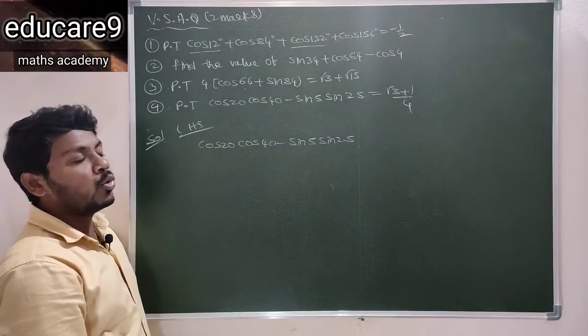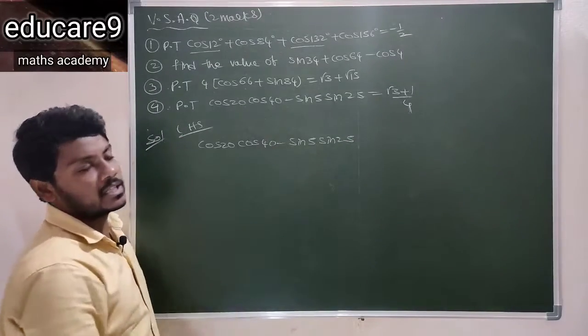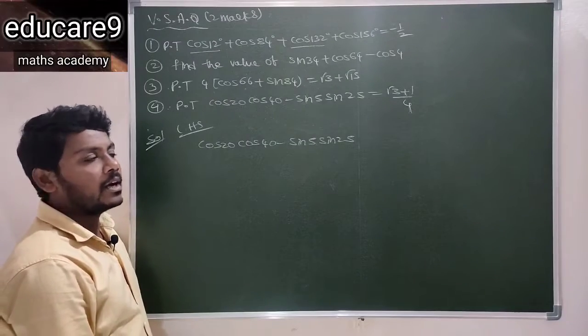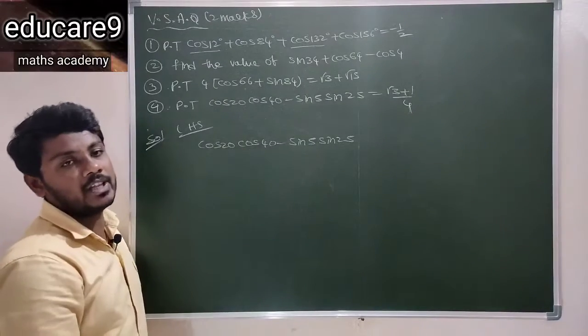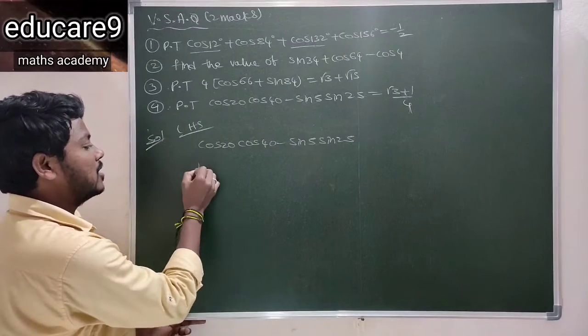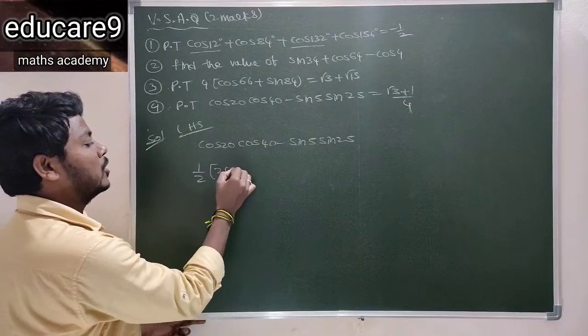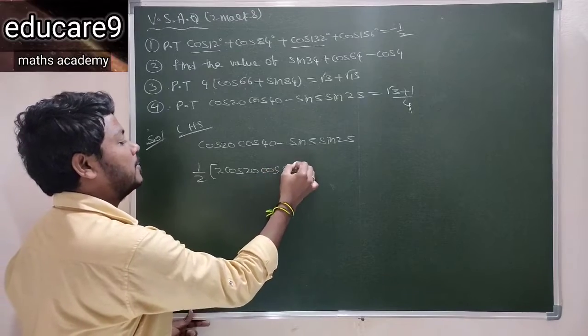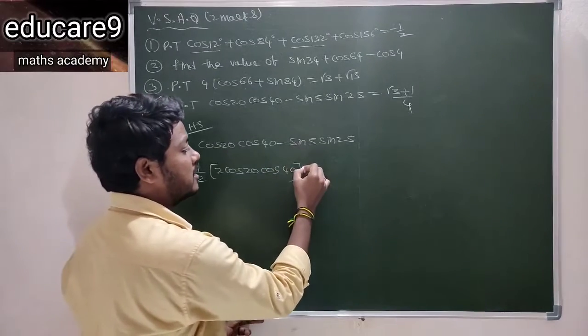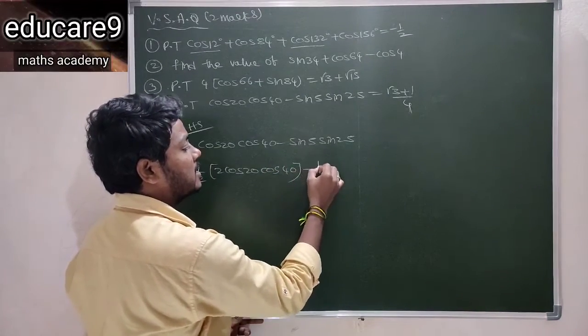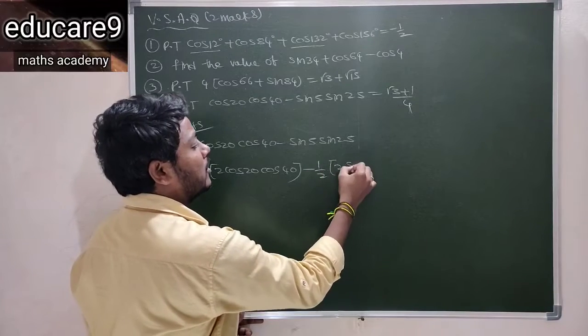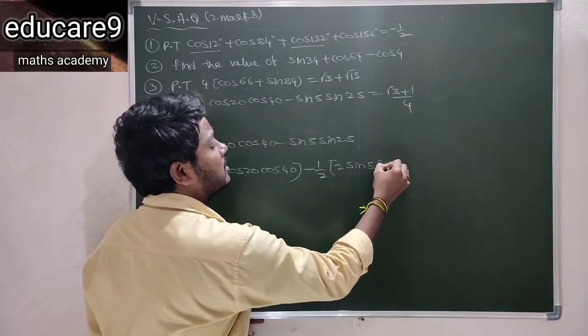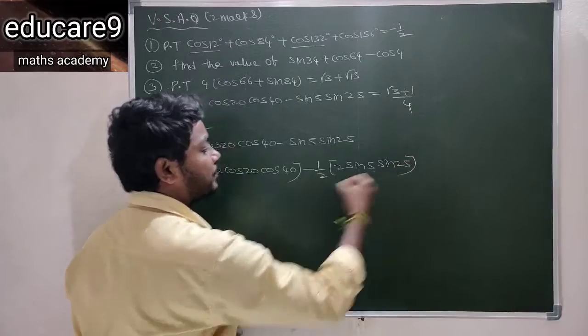Now we have 2 cos A cos B and 2 sin A sin B formulas. So for that we have to multiply and divide with 2. That is 1 by 2 times of 2 cos 20 cos 40. Again this is minus 1 by 2 times of 2 sin 5 sin 25.